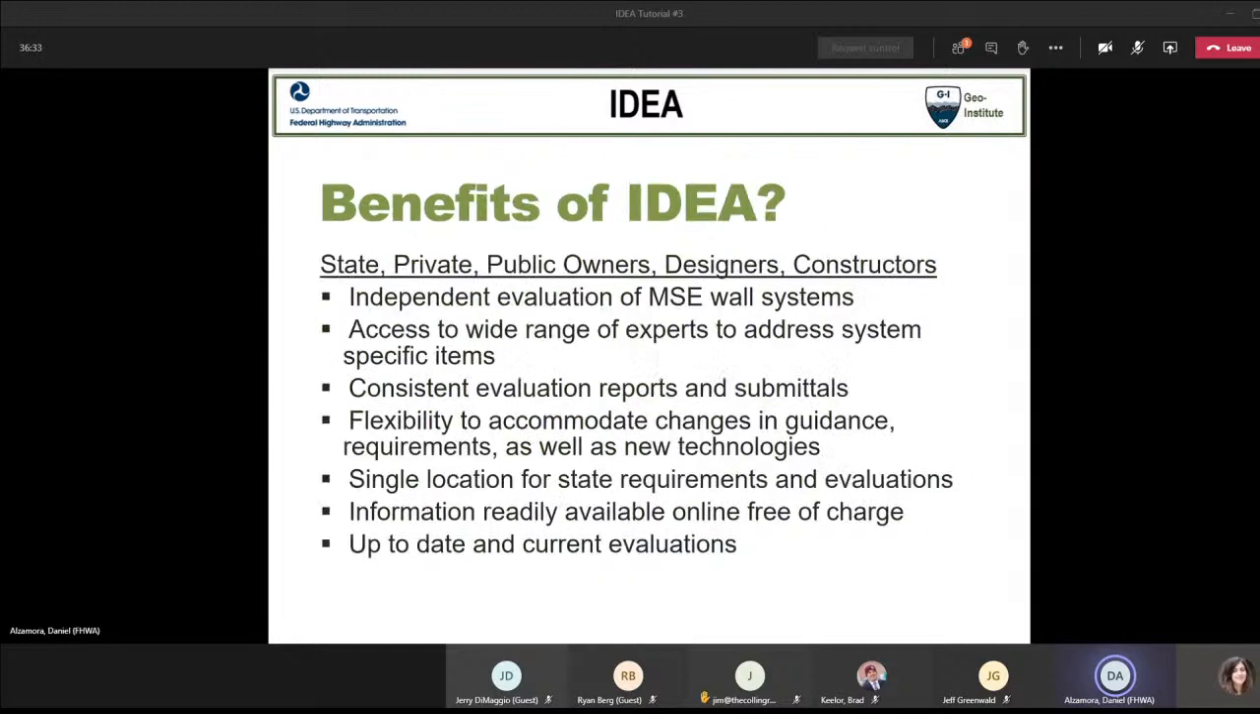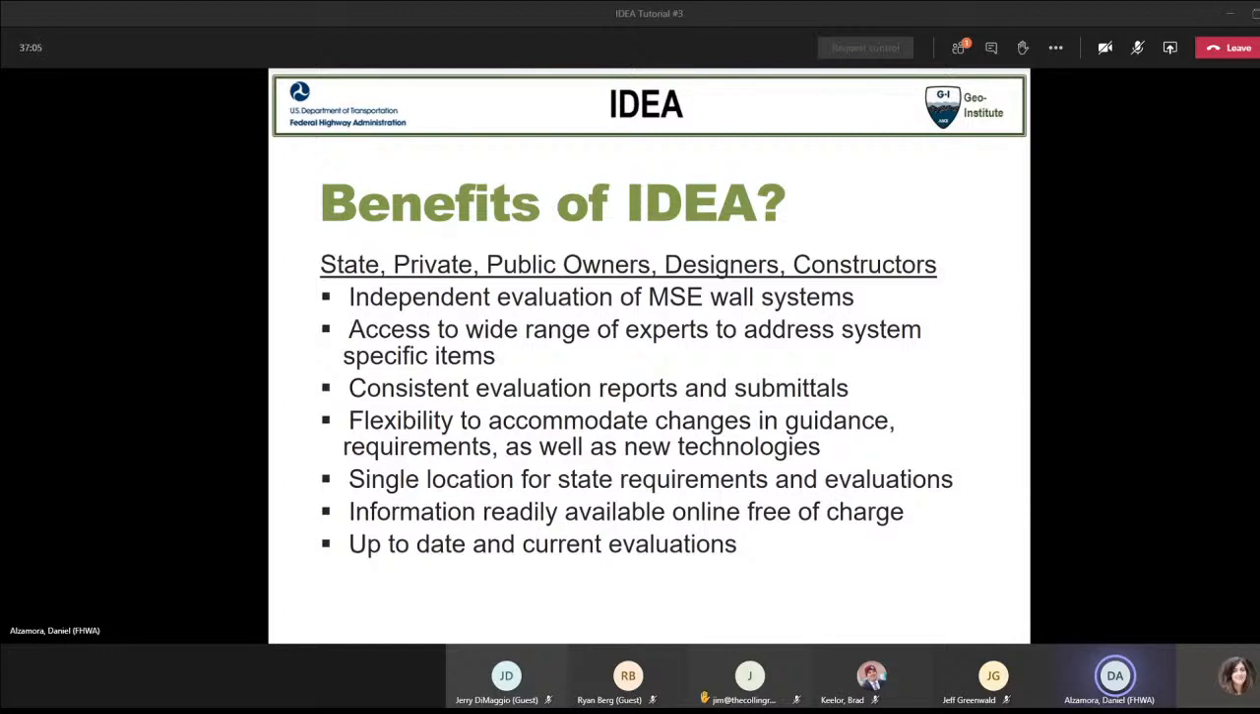So I've broken this out, even though these are very similar for the owner side of the equation, which can be a state or a private entity, public owners, designers, contractors. They have a specific need, but suppliers and system suppliers also have a need, and I think there's benefits for both.